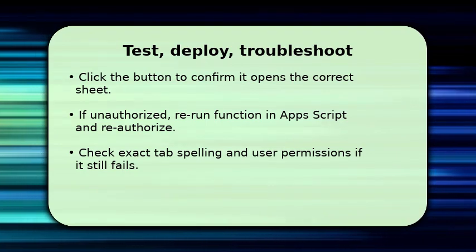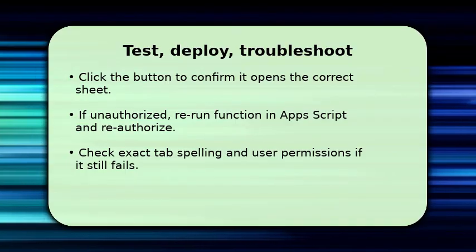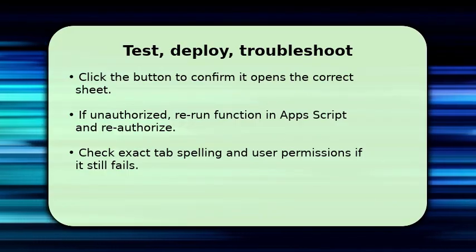If it fails, run the function directly inside Apps Script to surface permission prompts, authorize again and save. Make sure the sheet name matches exactly, including spaces and case, because getSheetByName is literal. If multiple users need access, ensure sharing settings permit script execution.